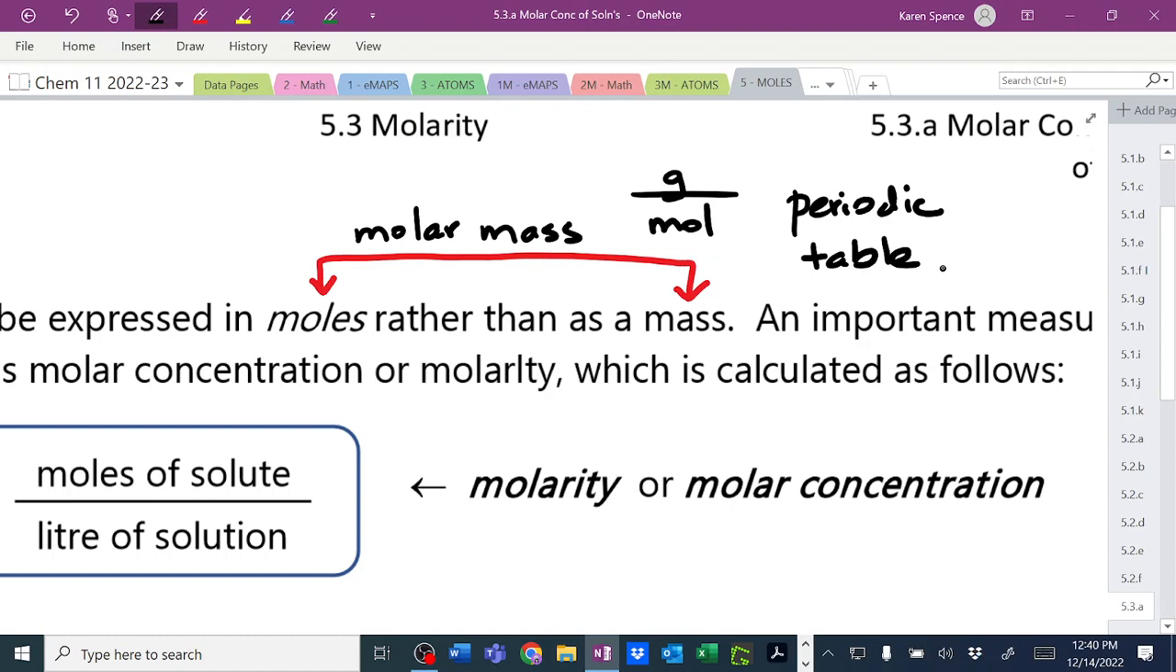He weighed them. Yes? So if you want 1 mole of carbon, get your periodic table out. If you want 1 mole of carbon, how much would you weigh out? 12 grams. If you wanted 2 moles of carbon, how much would you weigh out? 24 grams. Okay, so you just have to be able to do that conversion to grams to know how much to weigh out.